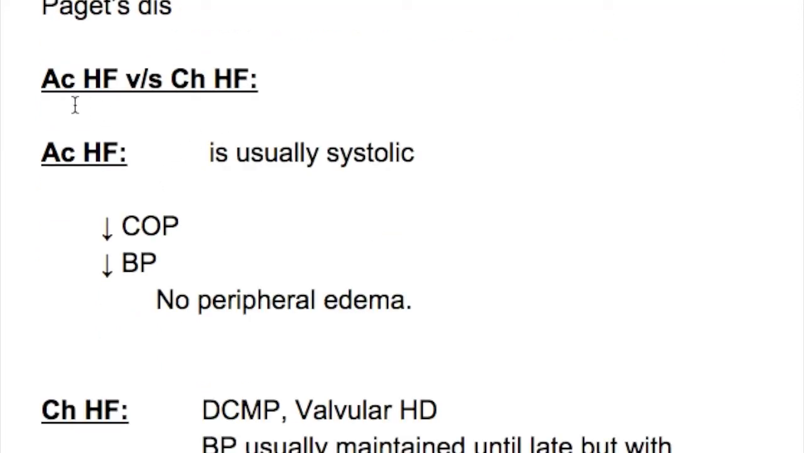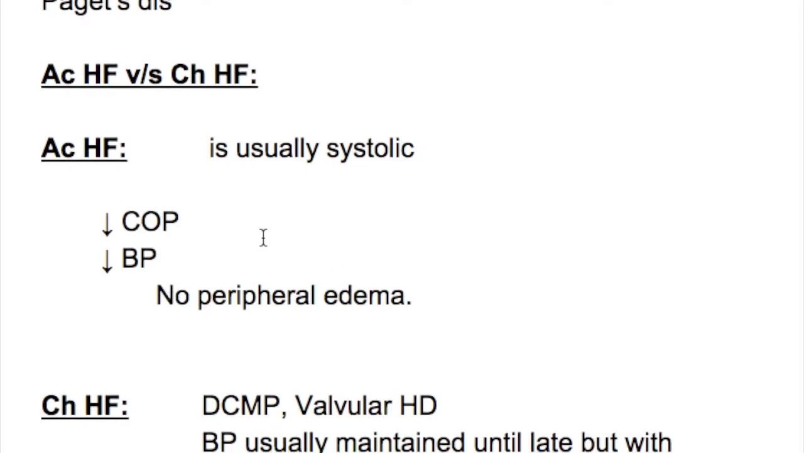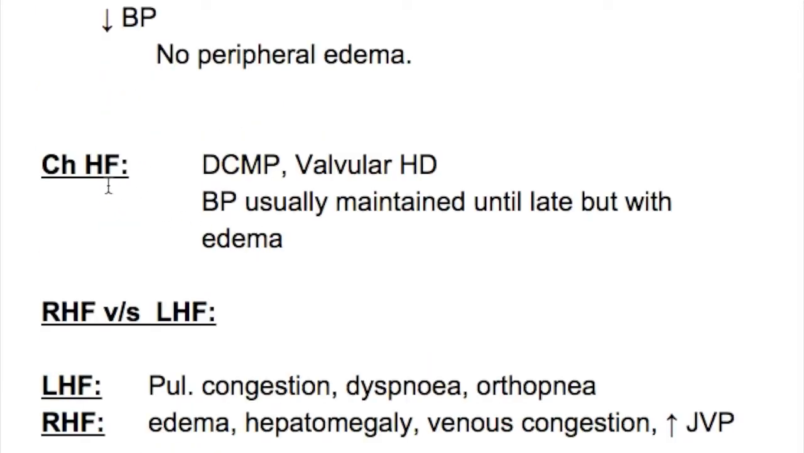Acute heart failure causes. Acute heart failure is usually systolic, but there is no peripheral edema. Whereas in chronic heart failure, there is edema, and the causes are dilated cardiomyopathy and valvular heart disease.